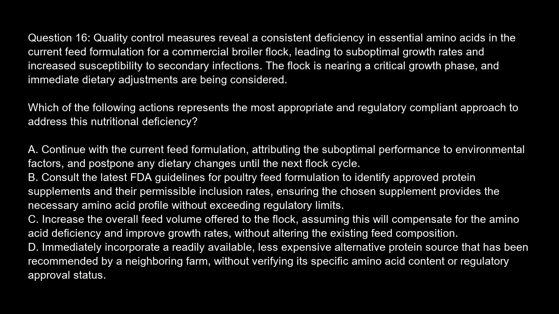Option C. Increase the overall feed volume offered to the flock, assuming this will compensate for the amino acid deficiency and improve growth rates without altering the existing feed composition. Option D. Immediately incorporate a readily available, less expensive alternative protein source that has been recommended by a neighboring farm, without verifying its specific amino acid content or regulatory approval status.